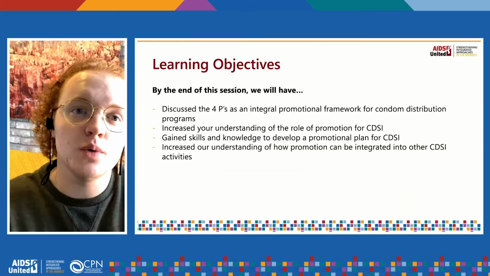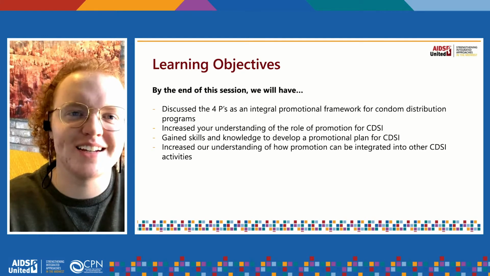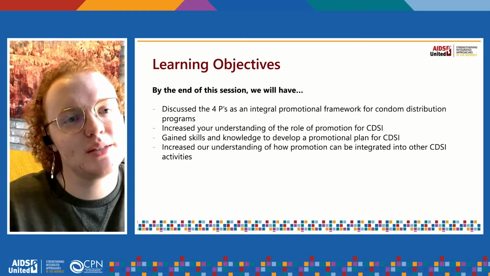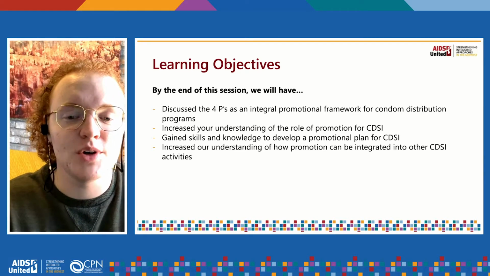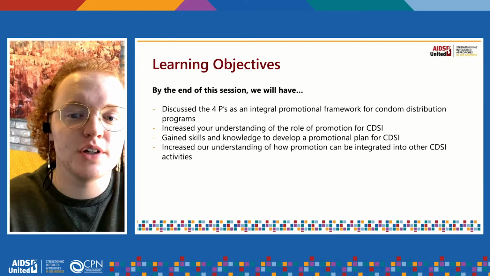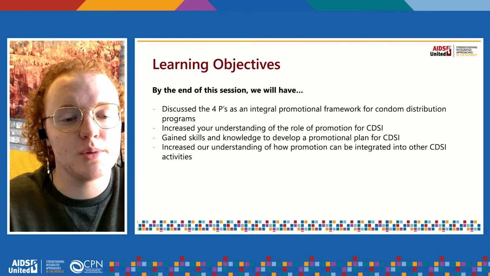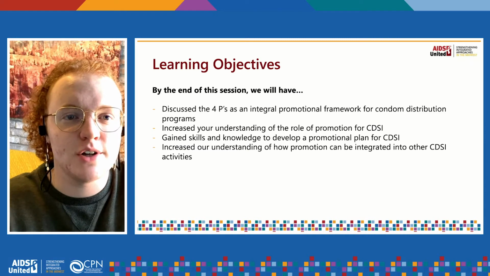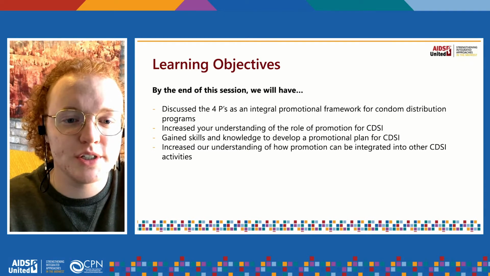And that is that we are going to go through and review the 4 Ps. Like I said, we love a little alliteration for the 4 Ps: product, price, place, and promotion. We're going to review how they are an integral part of the promotional framework for condom distribution programs specifically. We're going to look at them both generally and also how they apply to our own work.